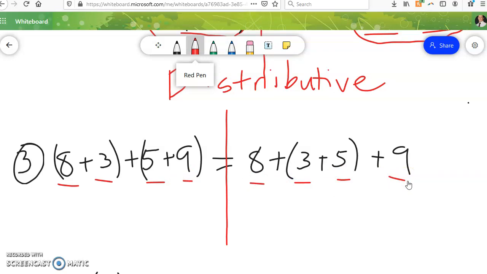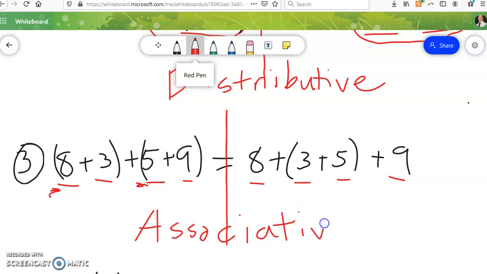The parentheses have changed places on me. And so I need to ask myself, was there multiplication anywhere? Well, no, there was nothing in front of this one, and there was nothing in front of this one, and nothing has been multiplied. So this is not distributive because nothing's being multiplied out here. So this is the associative property.